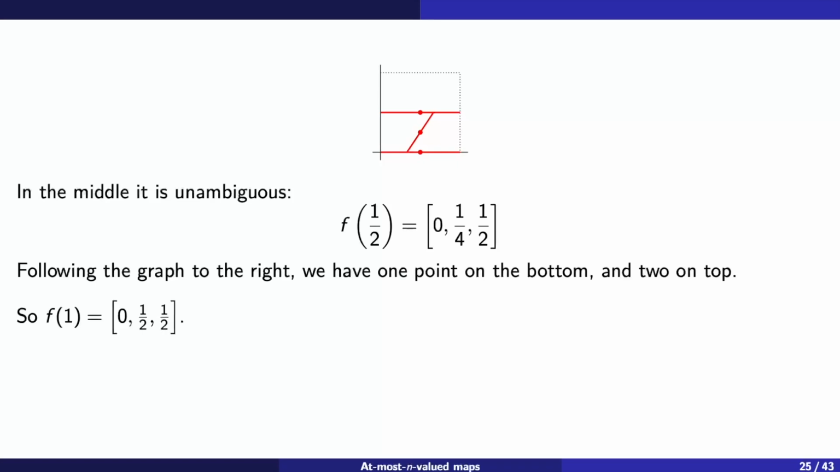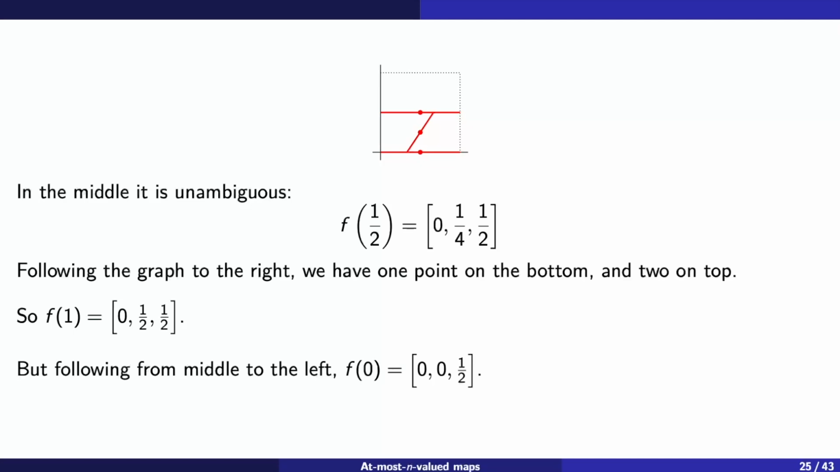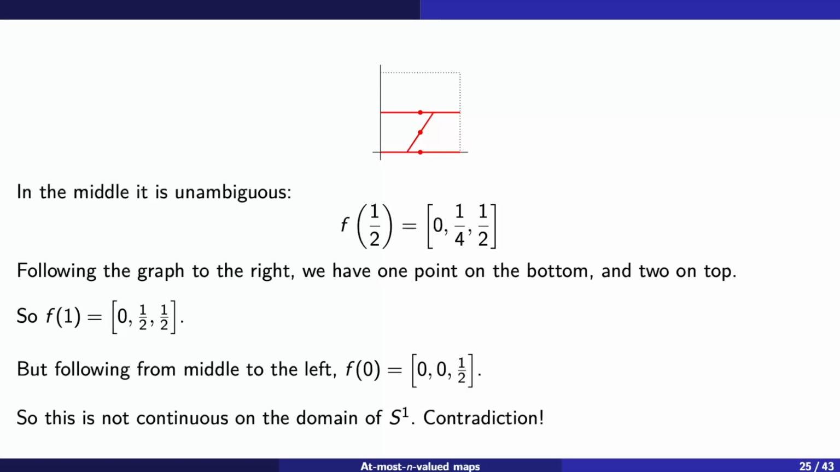And so if you follow this point to the right, you will see f of 1 equals that, 2 up top, 1 on the bottom. But if I follow it to the left, I see f of 0 equals that, 2 on the bottom, 1 on the top. And this now is no longer continuous on the circle because it has to be the same value on the right versus the left, all right? So this is not continuous, which means this whole thing cannot be expressed as a continuous function into the symmetric product SP3, all right? That's a contradiction.